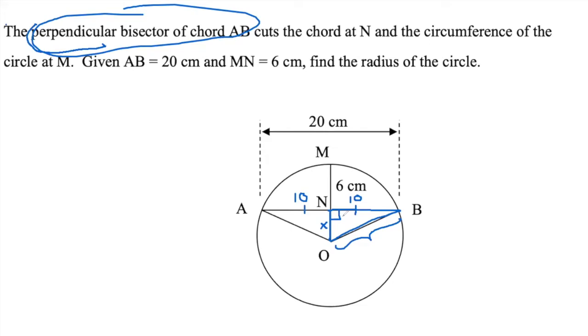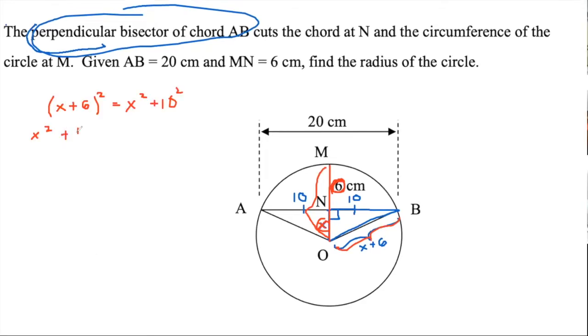Very good. That's X plus 6. Why is it X plus 6? MO is also a radius. So if that's also a radius, then the radius is just 6 plus x. Therefore, the hypotenuse is x plus 6.